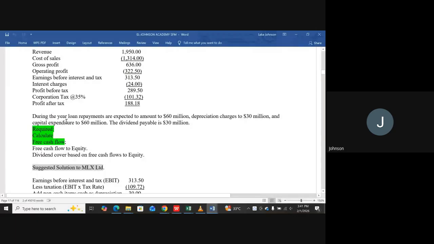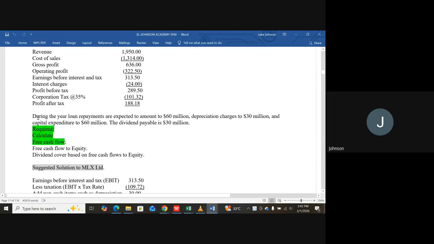It said during the year, loan repayments are expected to amount to 60 million. Depreciation charges 30 million, and capital expenditure 60 million. So they now say that the dividend payable is 30 million. So with this information now, when they've already given you the dividend payable, that means that you may be asked to prepare the dividend cover. So it means that you might need to get the free cash flows to equity holders, so that you divide by the dividend that needs to be paid.